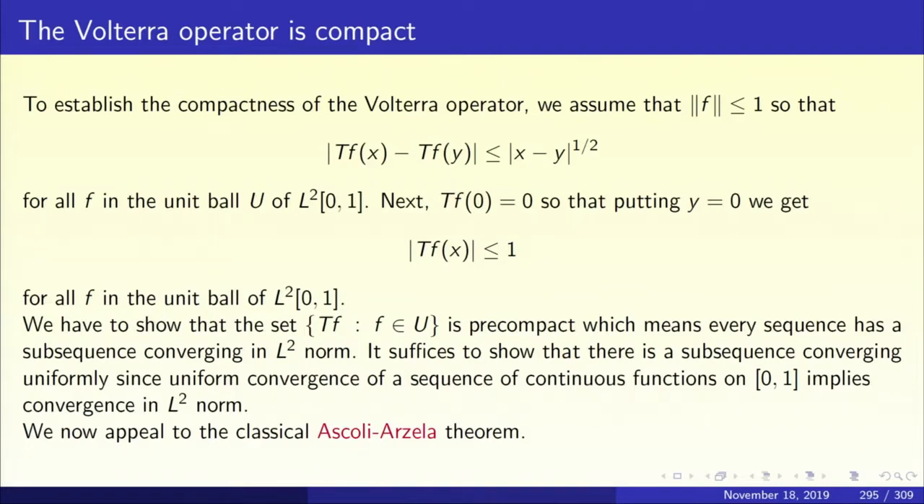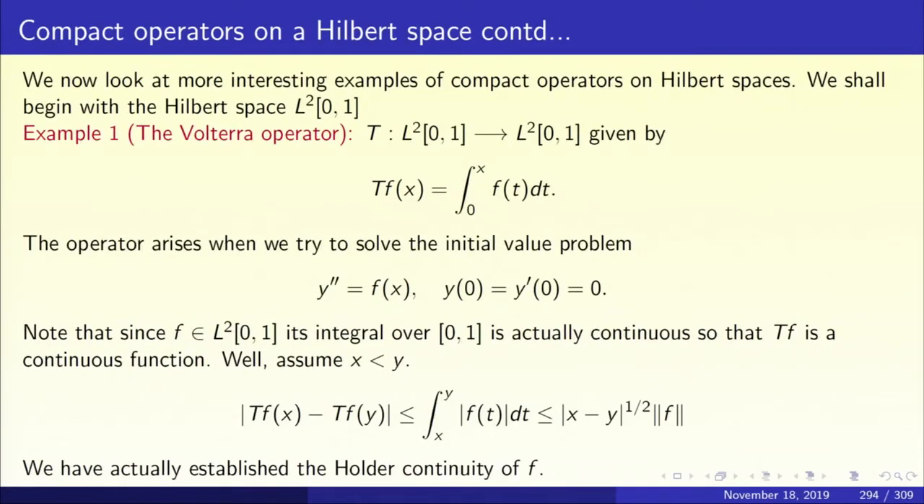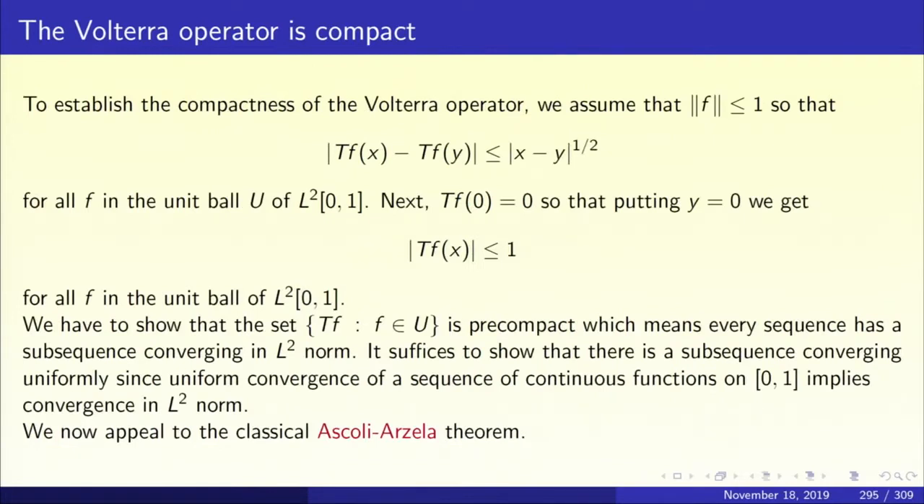Next, Tf of 0 is 0. Why is Tf of 0 equal to 0? Simply put x equal to 0 in this integral, you get 0. So, Tf of 0 is 0. So, when you put y equal to 0, you get mod Tf(x) is less than or equal to 1.